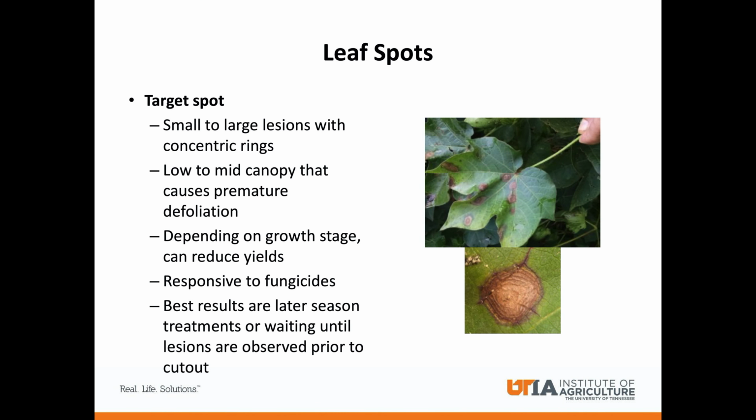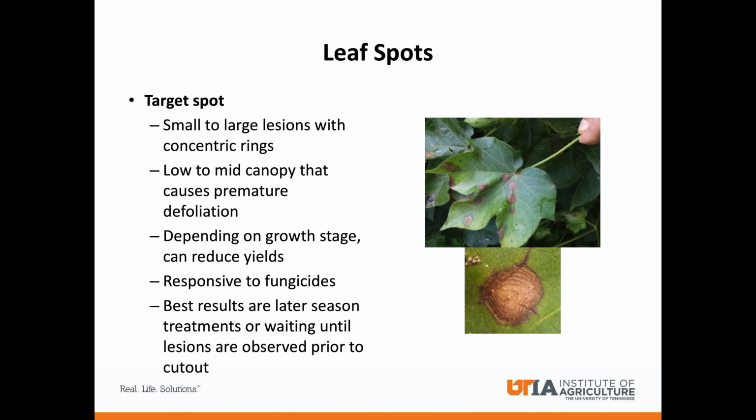Our other foliar pathogen is target spot. It's the one that's slightly newer to the scene, since 2013 and 14. We saw the biggest year of it in 2016, when we had continuous rainy days with overcast, cloudy days where that canopy just did not dry out. One of the key characteristics of this disease is it starts in the lower canopy, usually only after the canopy is closed.